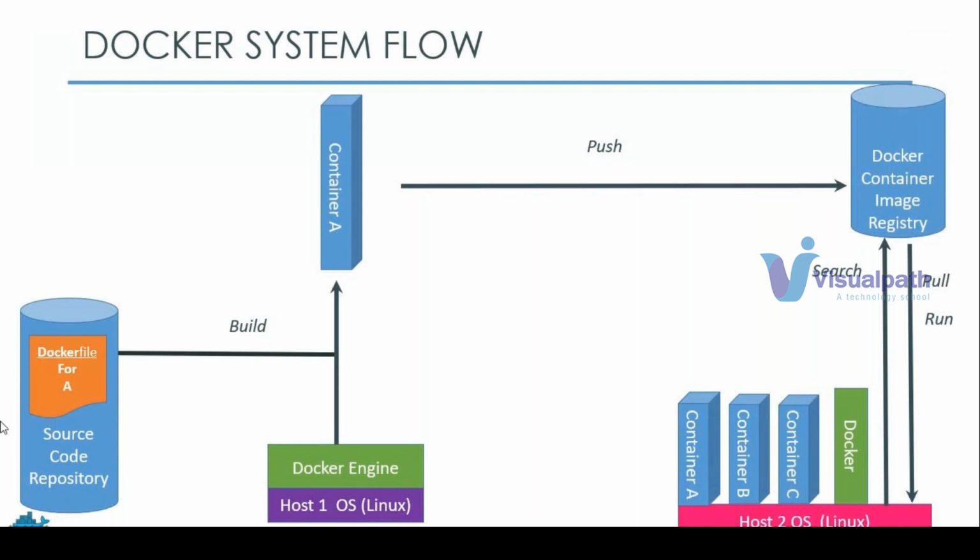Here you can see that we have written a Docker file, and it is available in the source code repository. Then we do the Docker build. It creates the image, and then we push that image to our Docker container registry. On the hosting platform, we pull that image and run the Docker container itself.